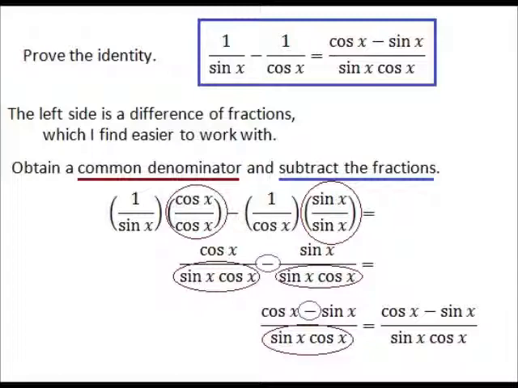Here's another problem. I've chosen the left side again because it contains a difference of fractions. I prefer to add or subtract fractions rather than to split a product of fractions, which you would have to do if you worked on the right side of the equation. In order to subtract these fractions, I must first obtain a common denominator. Once I've subtracted, the proof is complete.